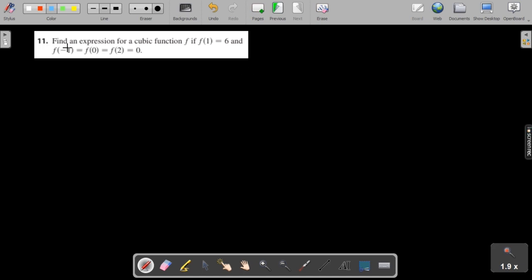In this video I'll be doing question 11 from the 1.2 exercises in James Stewart's Calculus. The question asks us to find an expression for a cubic function with the following information: f of 1 gives you 6, and f of minus 1, f of 0, and f of 2 give you 0. The second part tells you that you have x-intercepts of minus 1, 0, and 2.